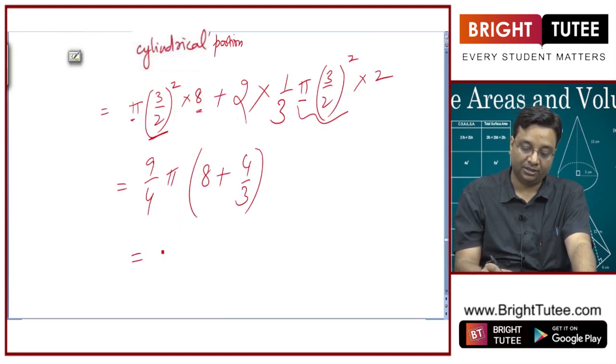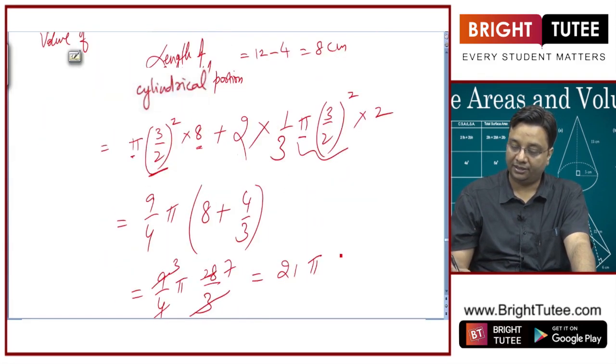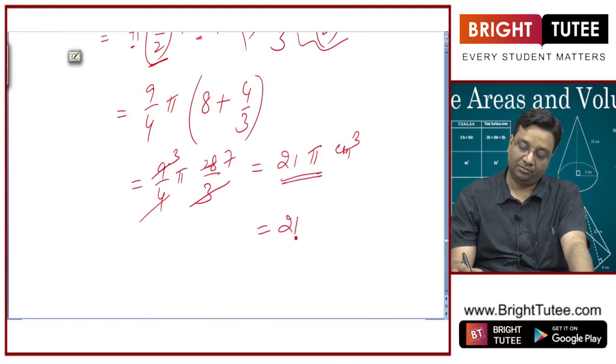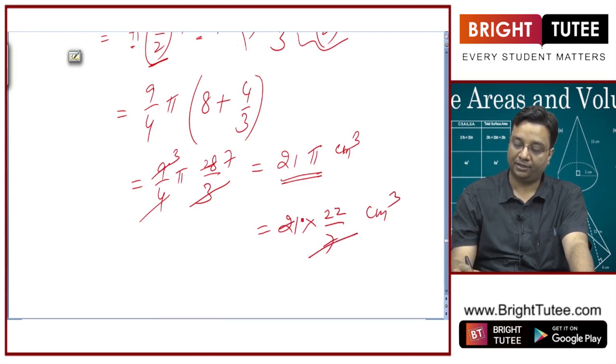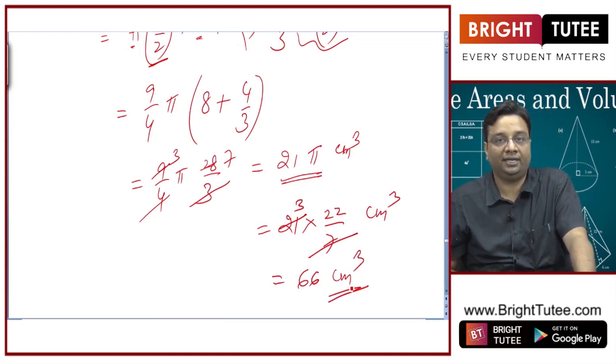Okay. So this is 9 by 4 pi. This is 24 plus 4, 28 by 3. So this gets cancelled. So this is 21 pi and it is centimeter cubed. Okay. Now to make this calculation look simple, you can write pi as 22 by 7, cancel it, and this is 66 centimeter cubed. Okay, this is the volume of air contained inside this model.